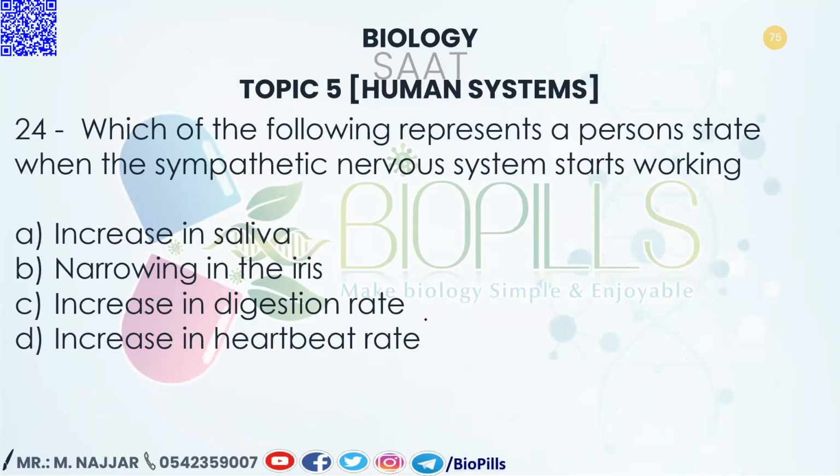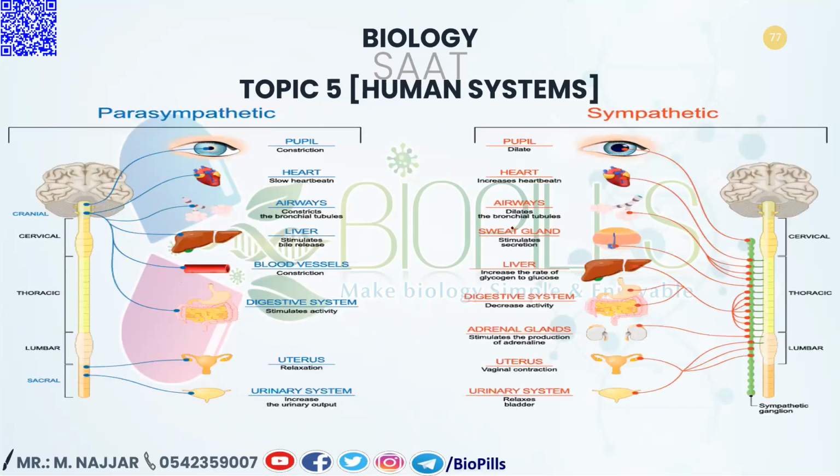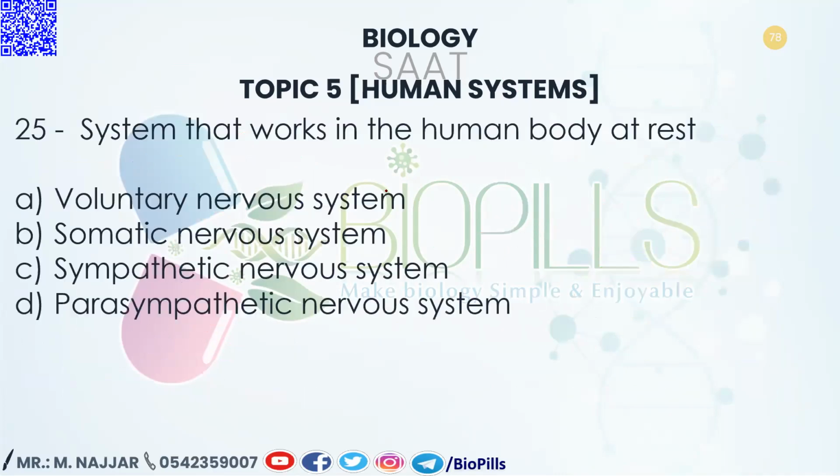Question number 24. Which of the following represents a person's state in which the sympathetic nervous system starts working? A. Increase in saliva. B. Narrowing in the iris. C. Increase in digestion rate. D. Increase in the heartbeat. The correct answer is D, increase in the heartbeat. As we just mentioned, this is the comparison between the sympathetic and the parasympathetic, because this action is under the sympathetic autonomic peripheral nervous system.